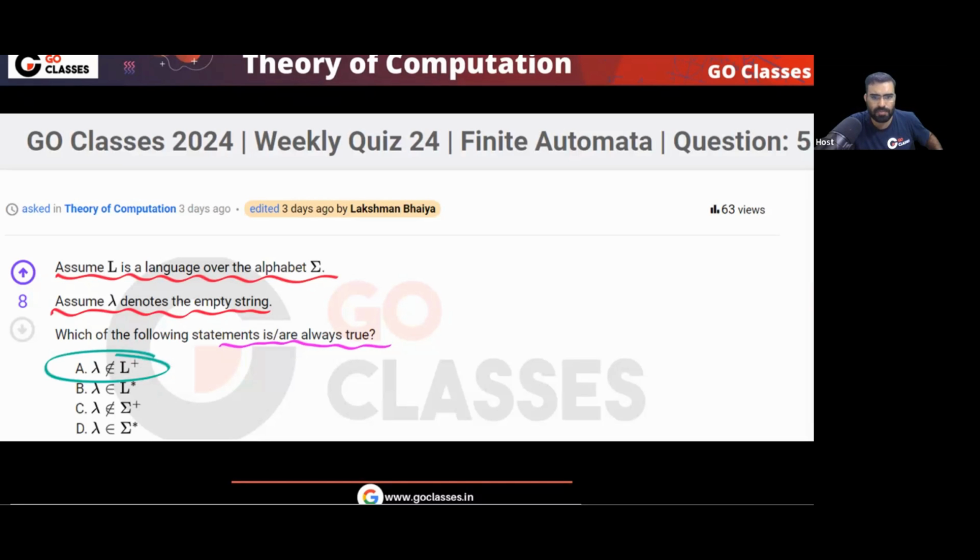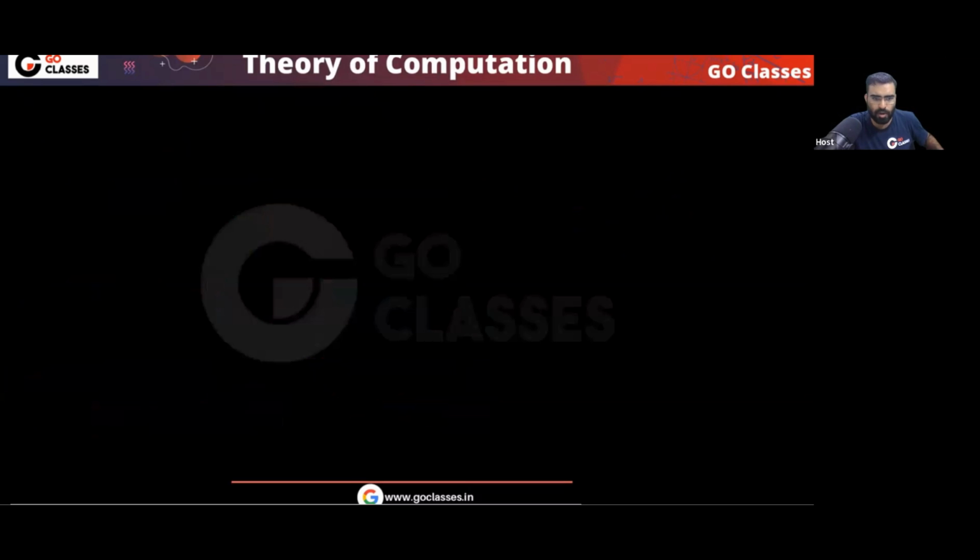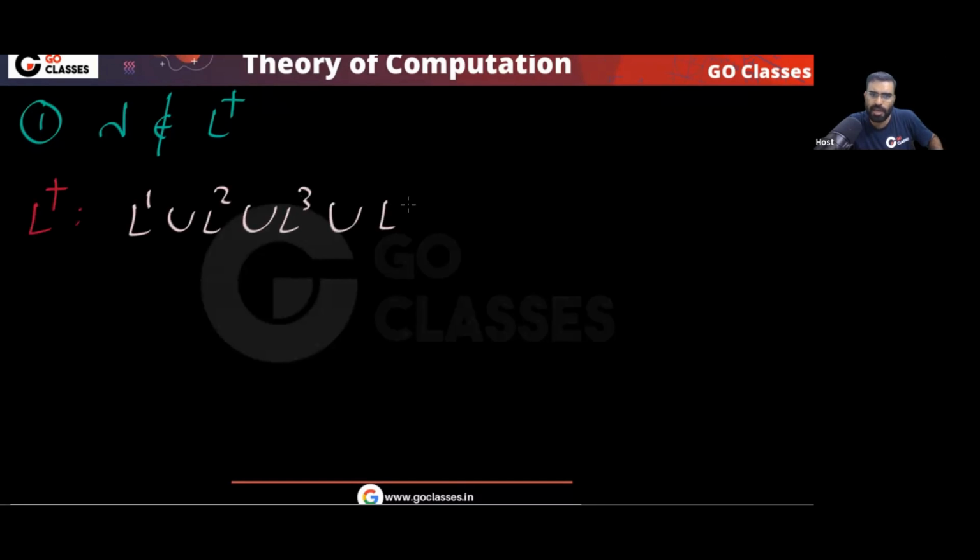Now you tell me, statement number 1: lambda does not belong to L plus. Is this statement always true? First of all, what is L plus? L plus is L power 1 union L power 2 union L power 3 union L power 4 and so on. This is basically the union of L power i, where i is greater than or equal to 1. This is your L plus.